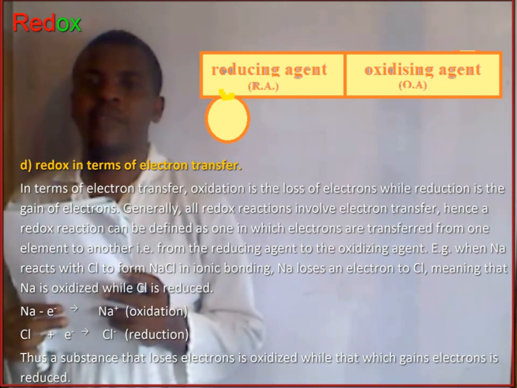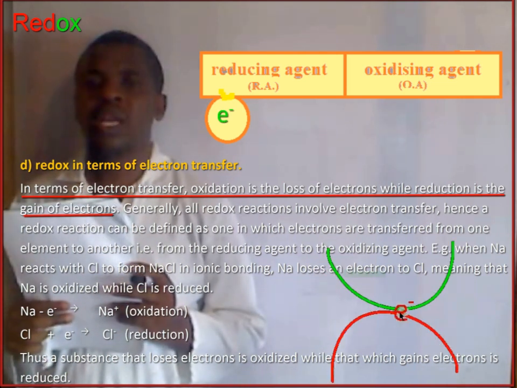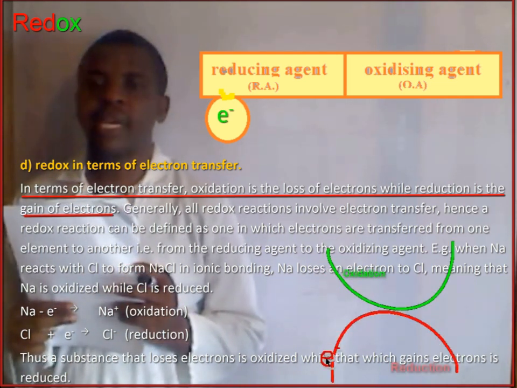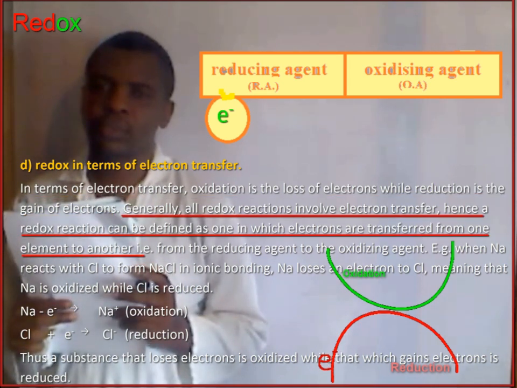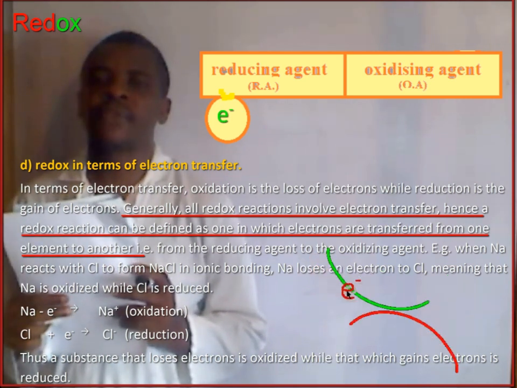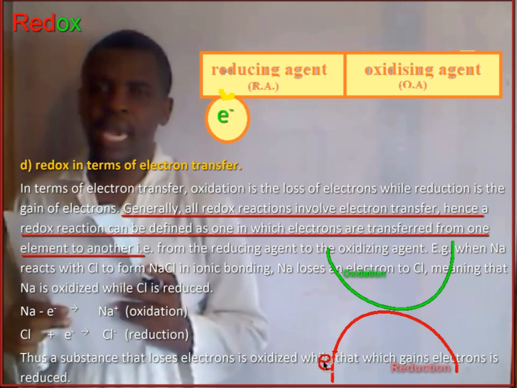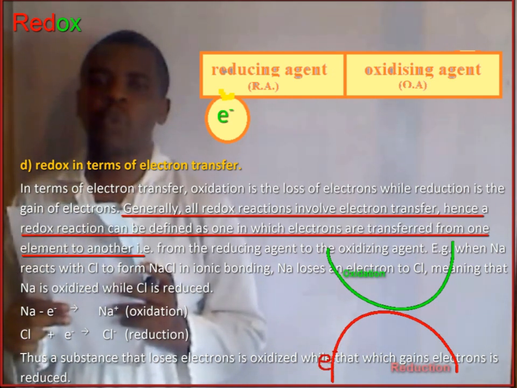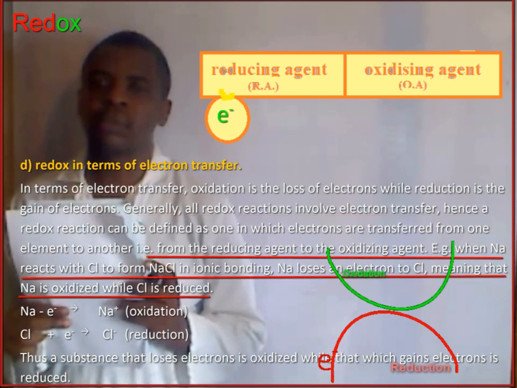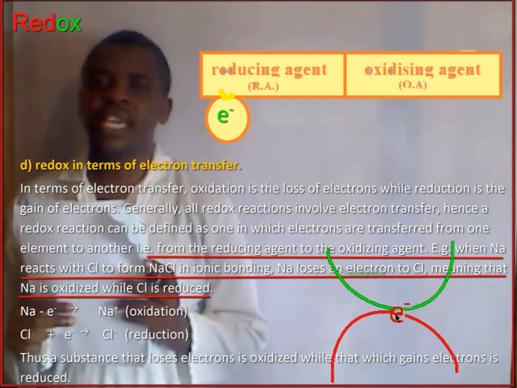Redox in terms of electron transfer. In terms of electron transfer, oxidation is a loss of electrons, while reduction is a gain of electrons. Generally, all redox reactions involve electron transfer. Hence, a redox reaction can be defined as one in which electrons are transferred from one element to another, that is, from the reducing agent to the oxidizing agent.